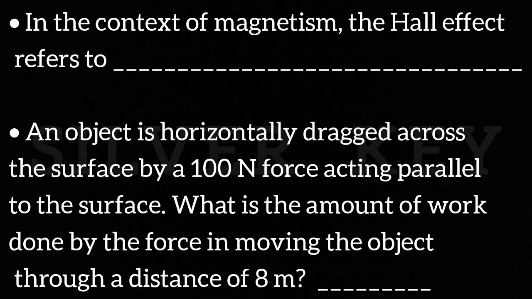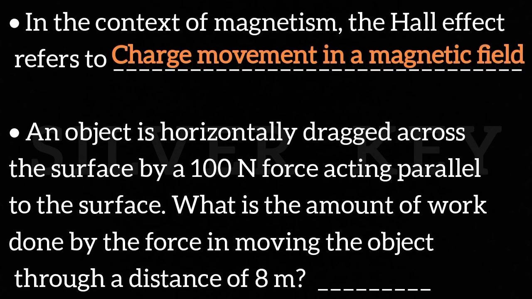In the context of magnetism, the Hall effect refers to charge movement in a magnetic field. An object is horizontally dragged across the surface by a 100 Newton force acting parallel to the surface. The amount of work done by the force in moving the object through a distance of 8 meters is 800 joules.